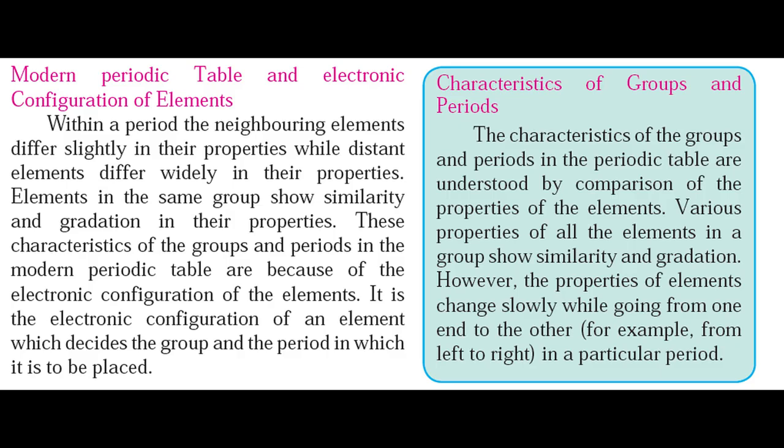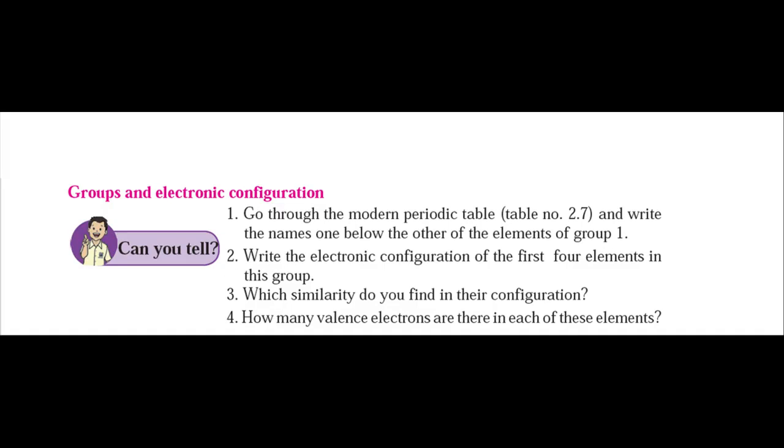For example, from left to right in a particular period. Now, this is a set of questions about groups and electronic configuration. Let's go through them one by one. Go through the modern periodic table, table number 2.7, and write the names one below the other of elements of group 1. This is a pretty easy question.